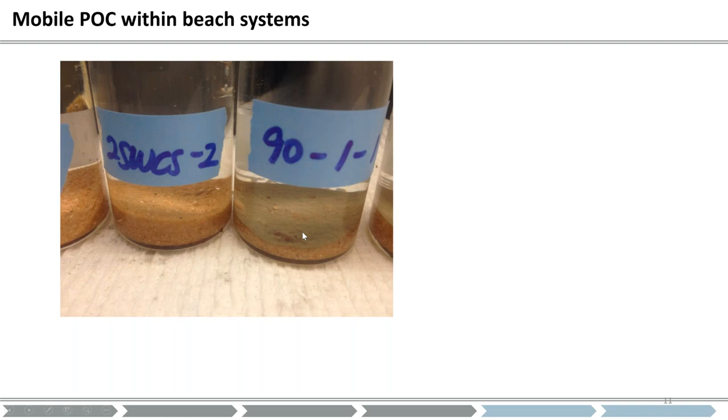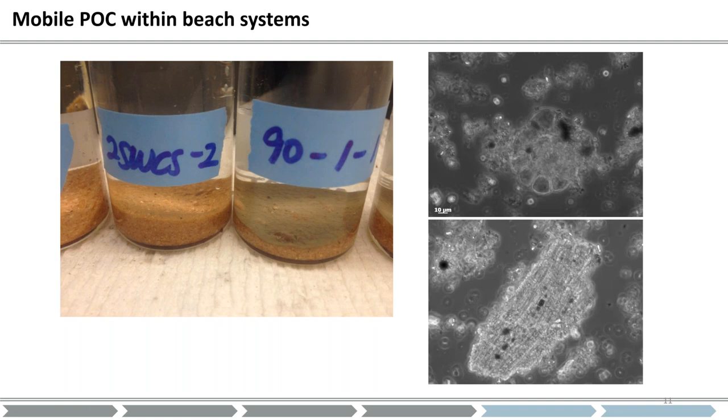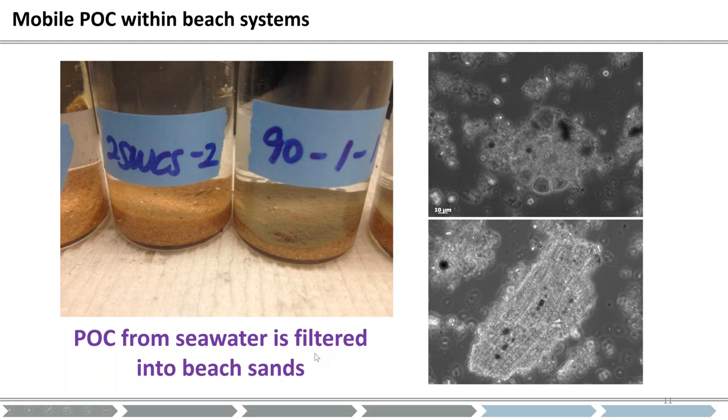If you zoom in, you see this gray layer, a very fine gray layer, on the columns that came back from the field. And when we used a microscope to look at that gray layer, we saw that it was algal fragments and cell fragments. We could therefore conclude that this POC from seawater is filtered into the beach sand, creating this heterogeneous distribution. And this has a lot of implications for how it's going to fuel reactions and how it's going to change the spatial and temporal variability of reactions across the beach aquifer.